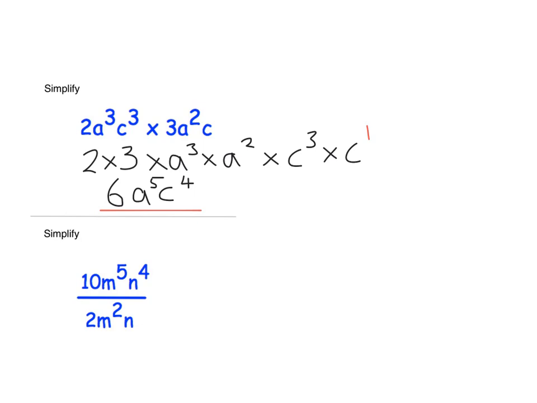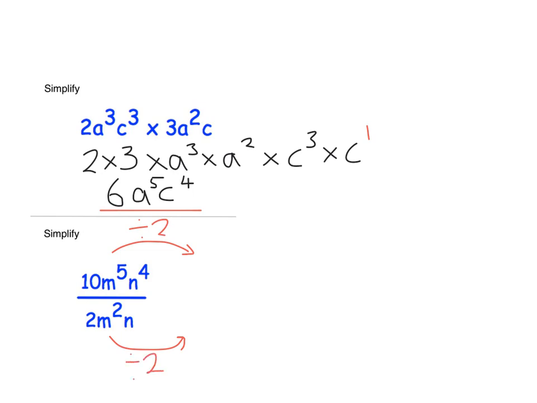The next one, simplify 10m to the power of 5 n to the power of 4 over 2m squared times n. So I'm going to do this like equivalent fractions, and I'm going to think what is common between the top and bottom. So let's work with the numbers first. There's a 10 and a 2, so 2 goes into both, so I'm going to divide by 2.